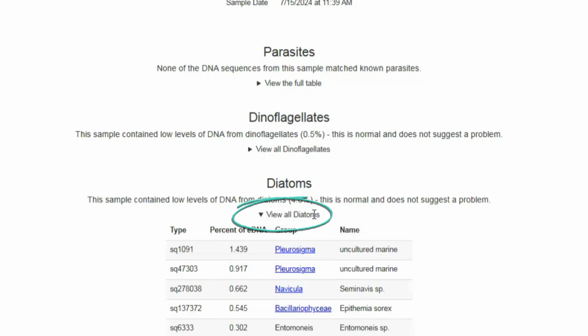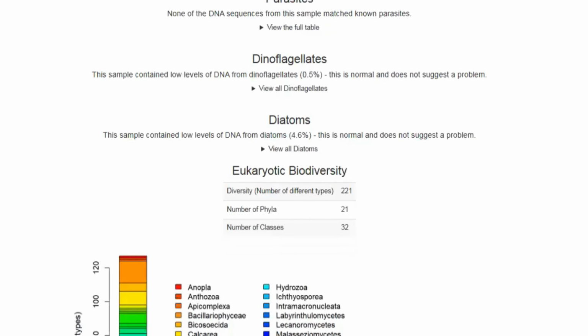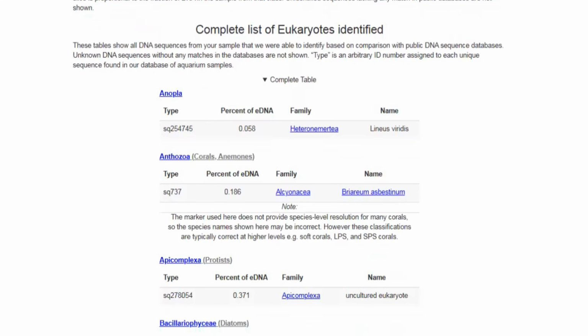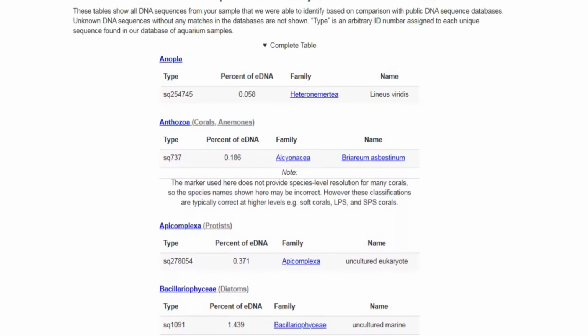If you click that section, you can see the kinds of diatoms in your sample, and these are all perfectly normal types, nothing unusual on this list. So let's look at what else you can learn about your sample. I'm going to scroll down past the graphs, and we're just going to dig into the detailed results at the end.